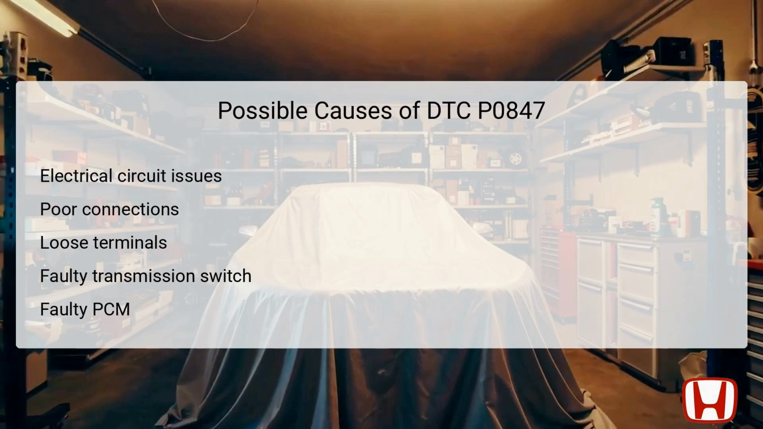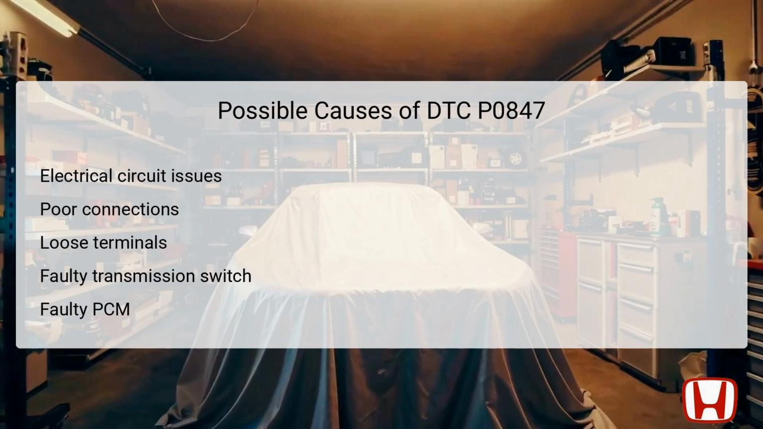The causes for DTC P0847 primarily center around electrical circuit faults. A common issue could be poor connections, where the wiring harness connecting the transmission fluid pressure switch B to the PCM shows signs of corrosion or damage. Loose terminals can also contribute to intermittent failures, where the circuit may function correctly at times, complicating diagnostics.